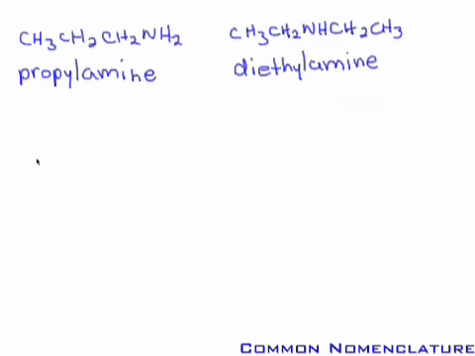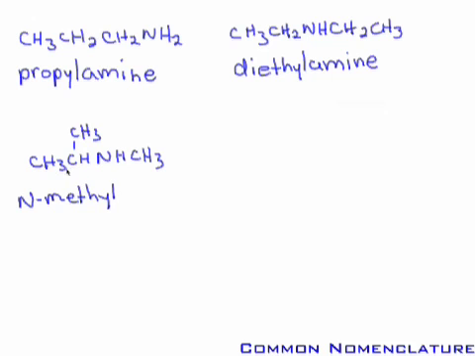In the case where there were different groups, well, the longest chain again gets the root, and we use N as a locant for the other. So in this case, we have N-methyl and a root, the nitrogen attached to this propyl. It's an isopropyl group off of it, so it's N-methyl isopropylamine.